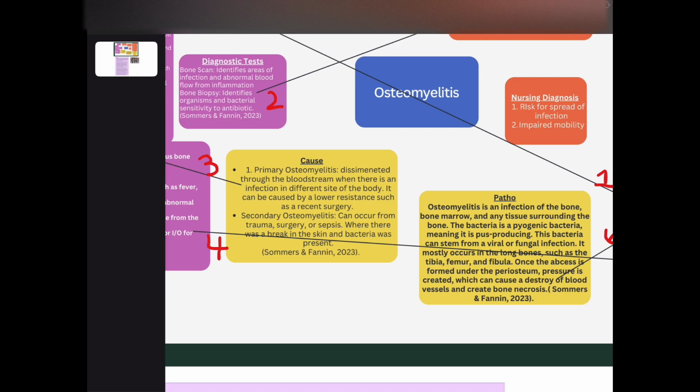They have a reduced circulation and it limits the body's ability to deliver immune cells and antibiotics to the affected area. Also, people who are immunosuppressed. I did mention that in the primary osteomyelitis, it can be caused by a lower resistance, such as a recent surgery. But people who have immunosuppression have that constant lower resistance. So, patients who have HIV, cancer, long-term corticosteroid use, or sickle cell could be at high risk for this.